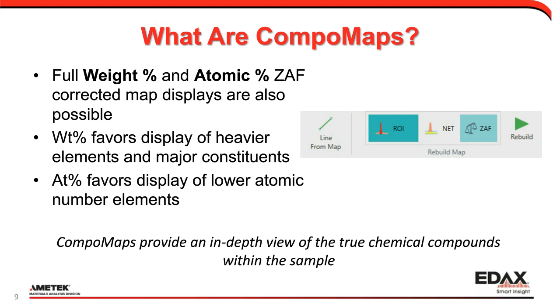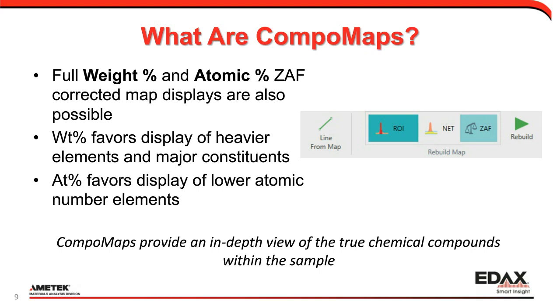When we look at the weight percent, we're looking at a favor of the display of heavier elements and major constituents. So weight percent we could think of as higher atomic number. They take up the bulk of the material in the sample by weight percent.